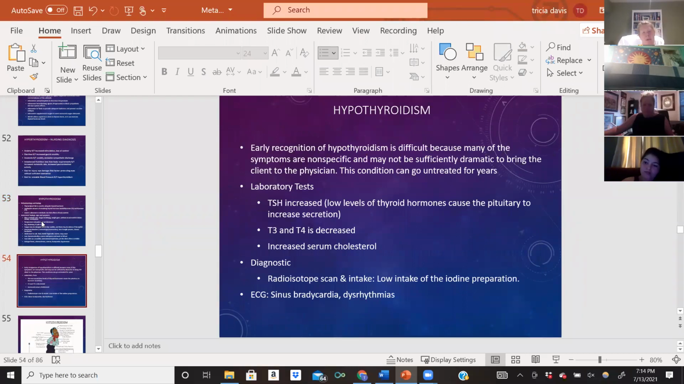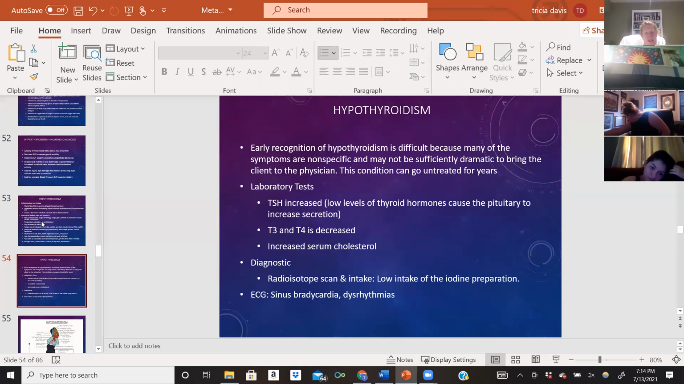So being able to recognize this early in the stages when it first starts is kind of hard, because a lot of these symptoms are just non-specific and people just blow them off as occurring for varying different reasons. So they don't really address them. Or they're not bad enough that it makes them come into the doctor. So it is very common that this condition goes untreated for many, many years.